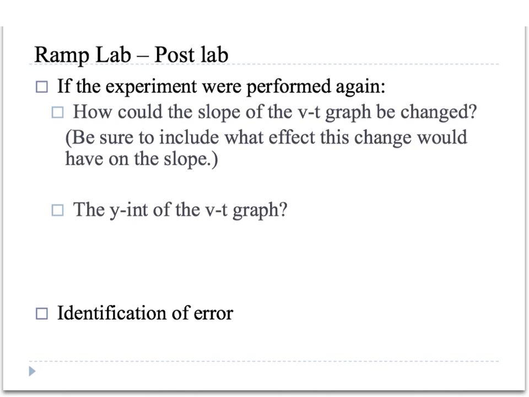How could you change the y-intercept? We just talked about what the y-intercept was for the velocity time graph. You don't have to answer this for both graphs; for these, just answer it for the velocity time graph. But how could you change it? Lastly, you need to think about any types of error that could happen in the lab. Doesn't mean you did a bad job, but to recognize the limitation of the equipment that we have, what are a few errors? That's something you should be able to figure out on your own.